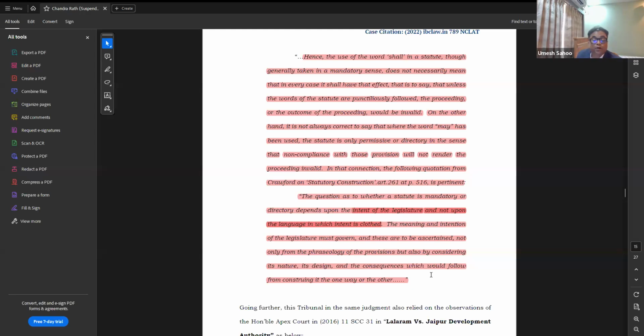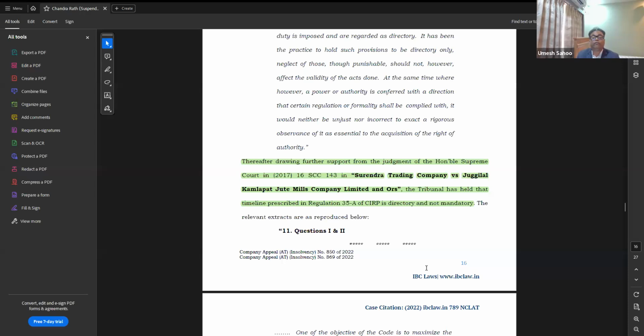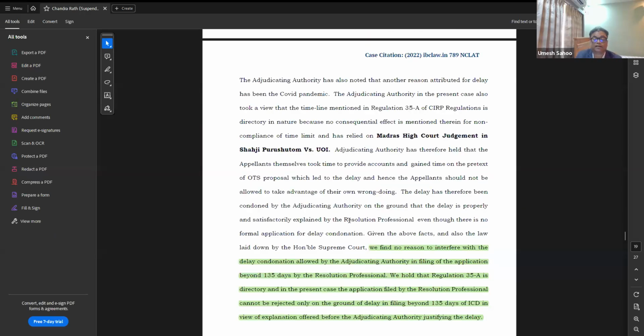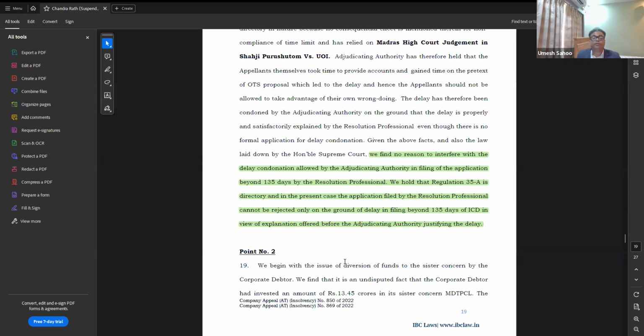So, sir, this is very important: the intent of the legislature and not the language in which intent is clothed. The conclusion will go as given. Therefore, drawing support from the judgment of the Honorable Supreme Court in Surendra Trading versus Jugilal Kamalpat, which is another judgment mentioned in this order of the Honorable NCLAT, there is no reason to interfere with the condonation of delay allowed by the authority in filing the application beyond 135 days. The resolution professional, we hold that Regulation 35A is directory, and in the present case, the application filed by the RP cannot be rejected only on the ground of delay in filing beyond 135 days. Sir, this is directory.